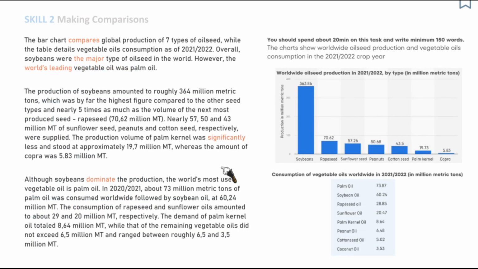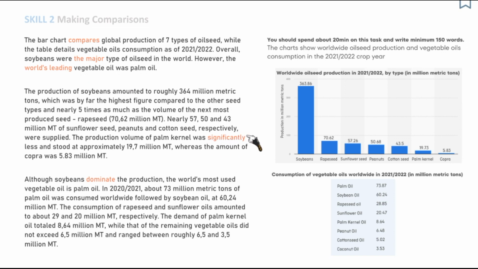I have also used a few words like this, and you can see them in orange. So, compares. When I use this word, compares, it already shows the idea of comparison. This is very obvious. The major. The major means the main, the leading. It also means like the first, which is, again, a comparison of a sort. The world's leading, the same idea.